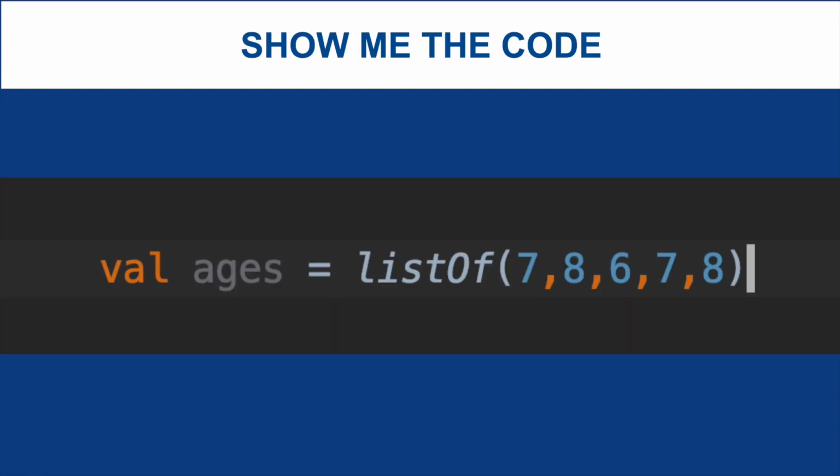So as always, show me the code. Here we have a variable. The variable's name is ages. What ages holds is a list, and inside you can see a bunch of elements of that list. So all of those numbers that we just talked about a second ago.